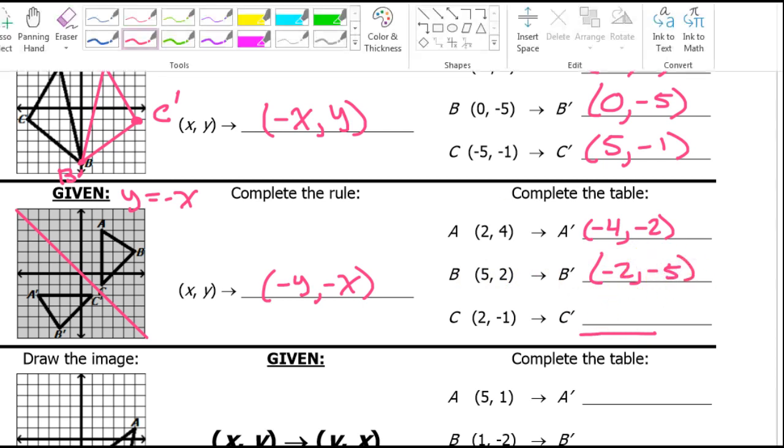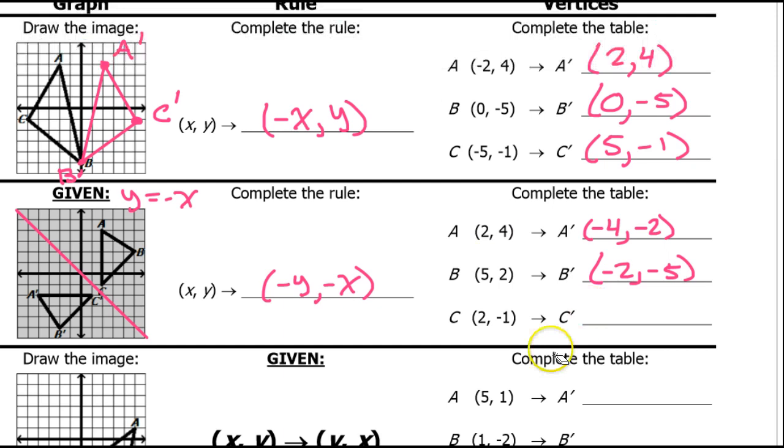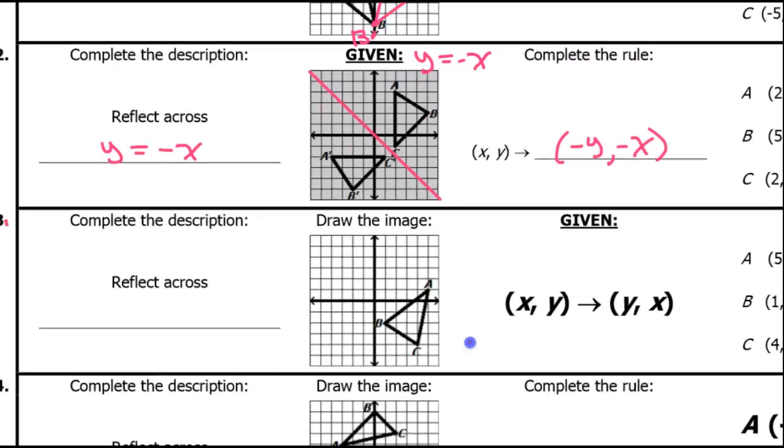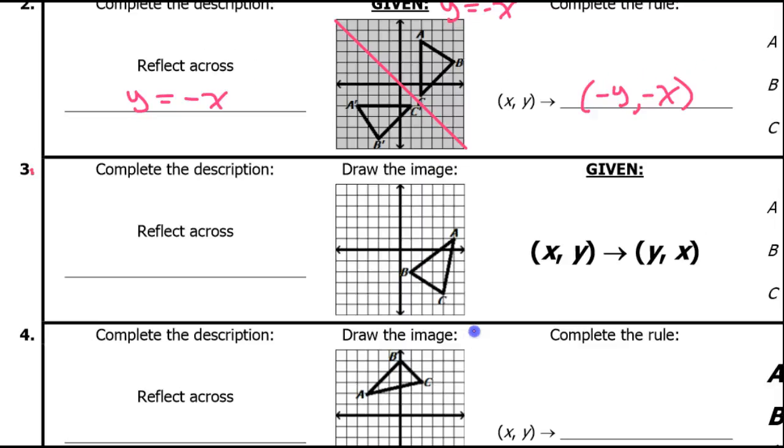Hold on, I got a stray line in here by mistake. The opposite of y is positive 1. The opposite of x is negative 2. So that's it. We're done with problem number 2. So moving on to problem number 3.